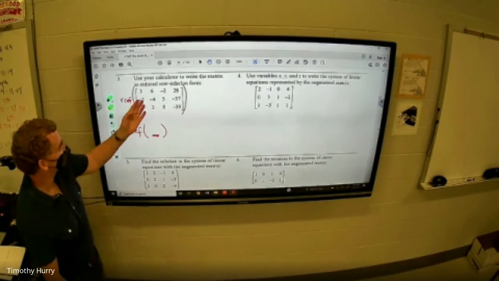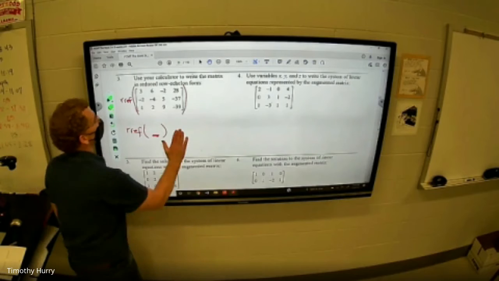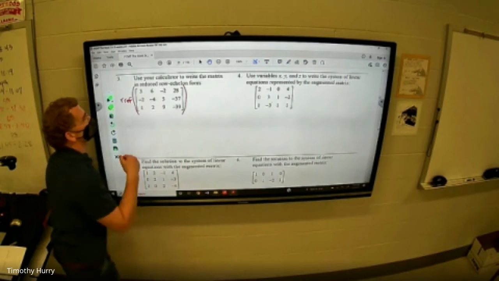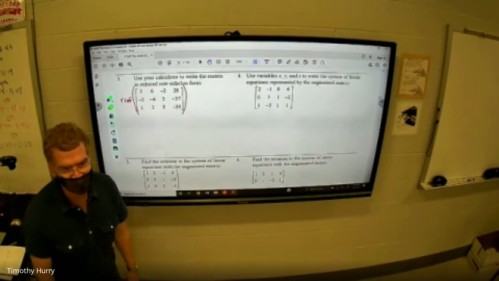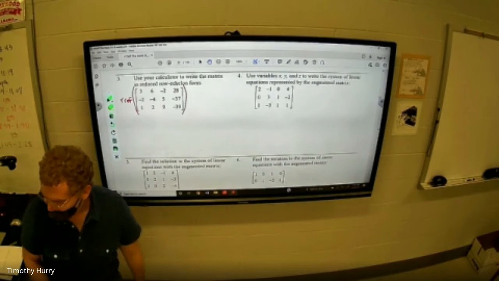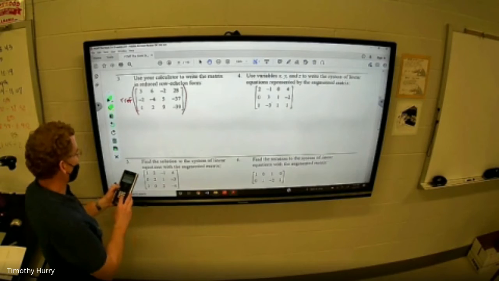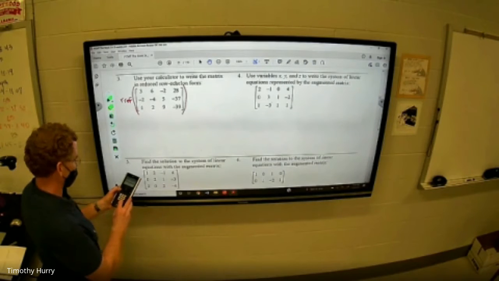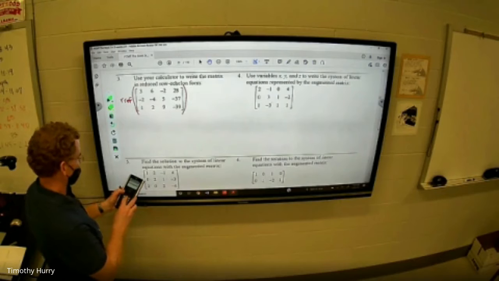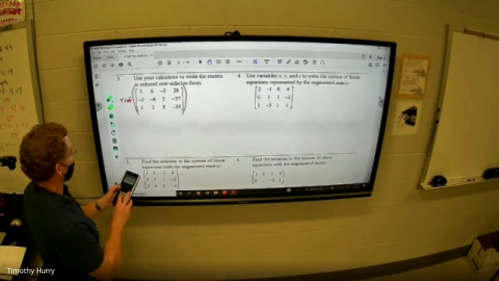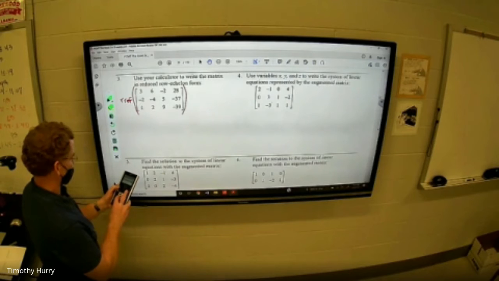So fill in the 3, 6, negative 2, 28. Fill in the negative 2, negative 4, 5, negative 37. Fill in the 1, 2, 9, 30, negative 39. Hit enter. And what does it spit out? Let me see. And by the way, tab is the easiest way to move from one thing to another. You just hit tab, it moves. Works a lot better than the whole arrow key.